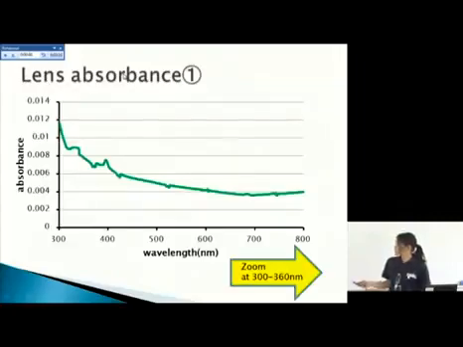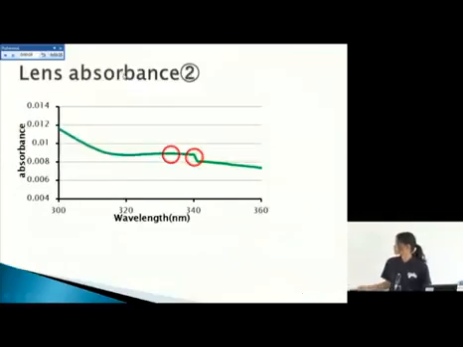This is my result. MAS have absorbance peaks in the range from 300 to 360, so I zoomed up this range like this. Look at these two parts. This part has a very, very loose arch, and this part falls down.